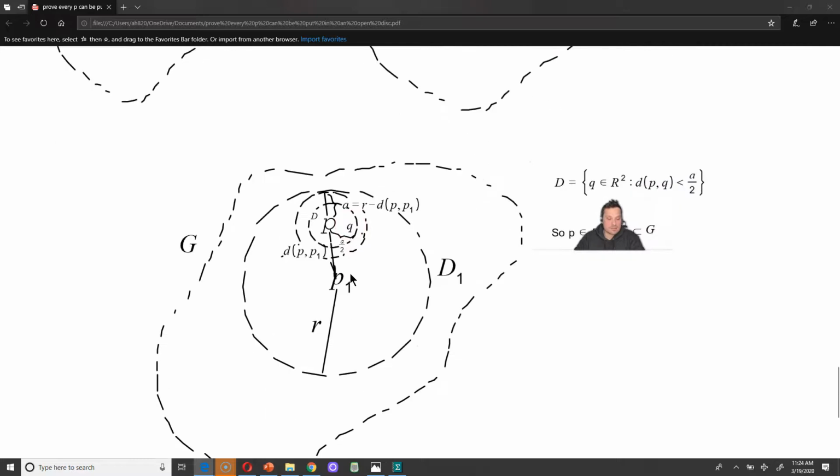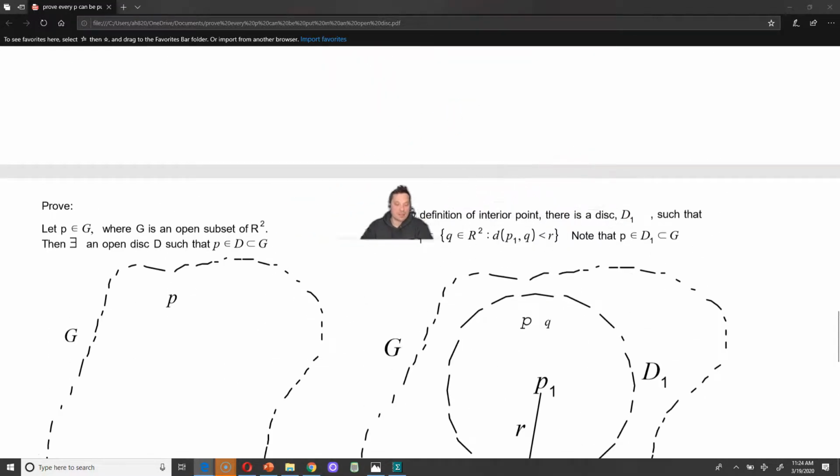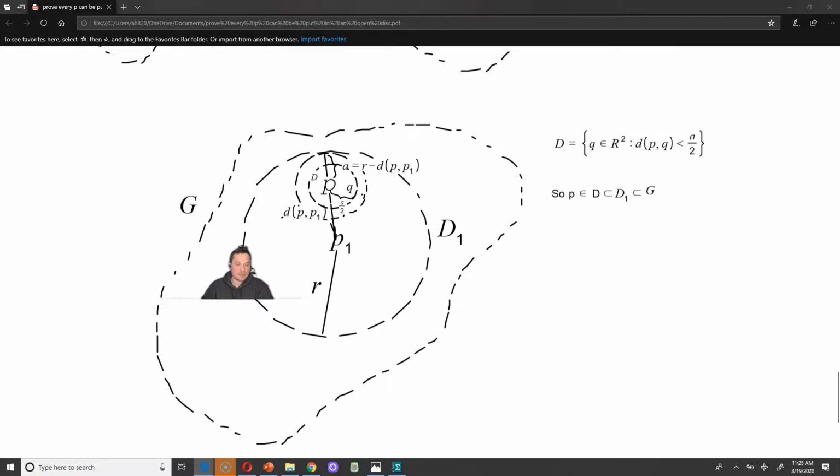Continue next. Here's the heart of the proof, essentially, at this point. We're going to focus on this next bit of information. Remember, we're looking for D. Remember back to the original statement of the question, it said, prove that there's an open disk D such that P belongs to D and D is a subset of G. So we're looking for that D set. I'm going to define D to be the set of all Q belonging to R2 such that the distance between P and Q is less than A over 2. So what is A? We have to define A meaningfully.